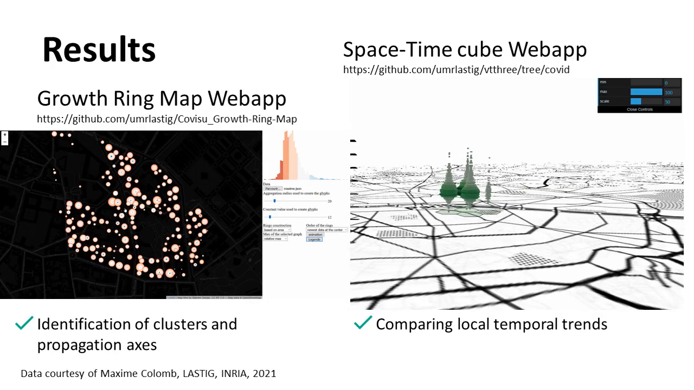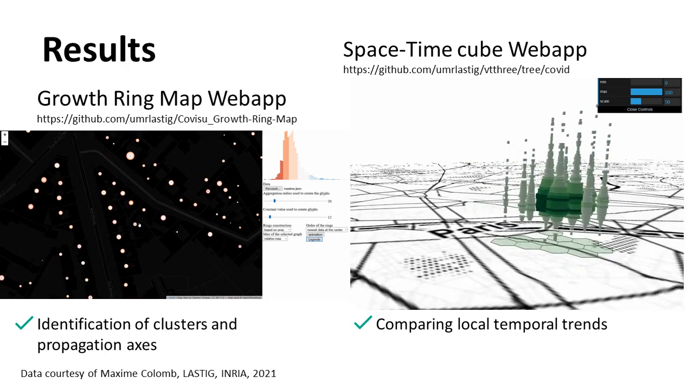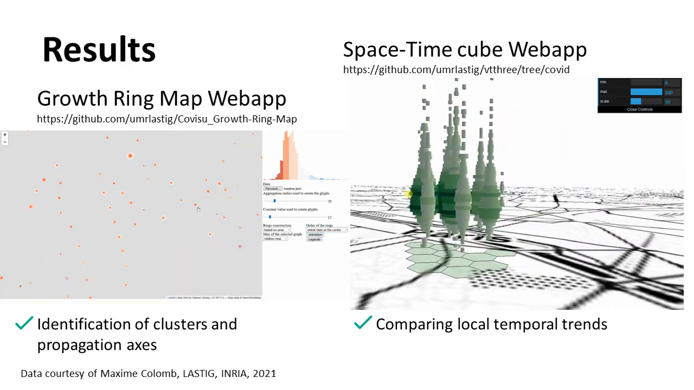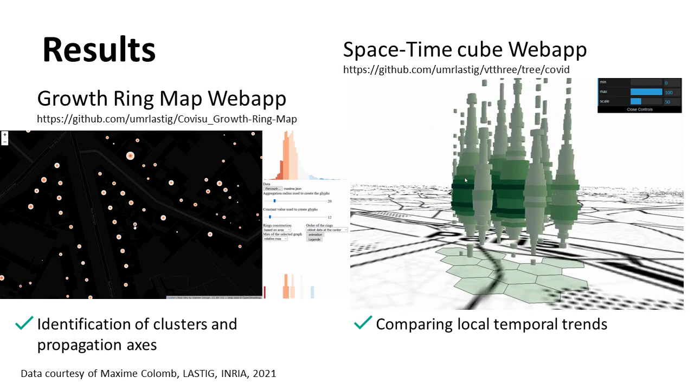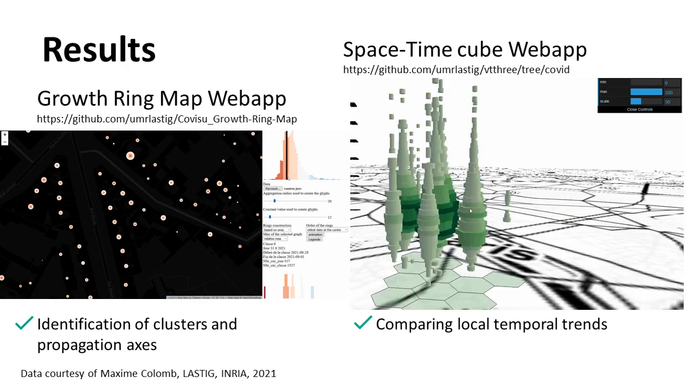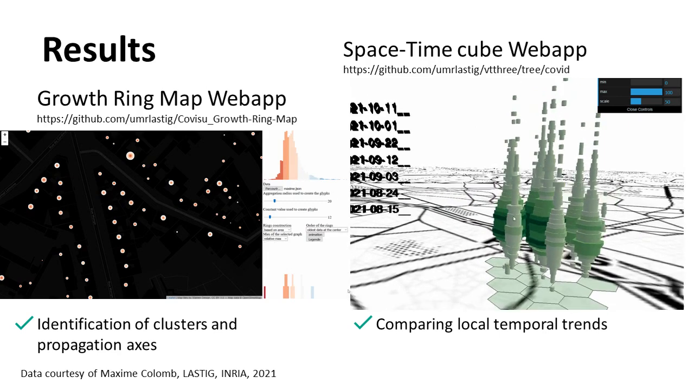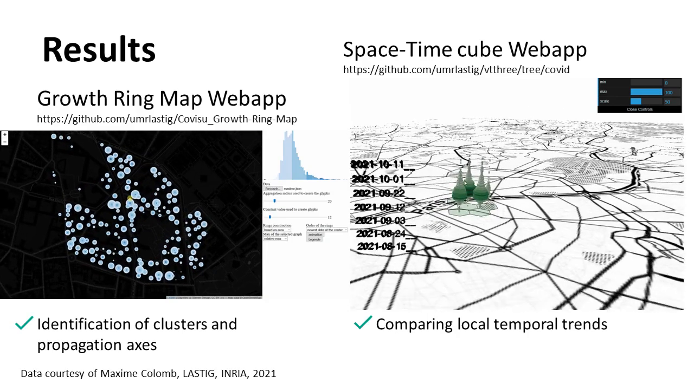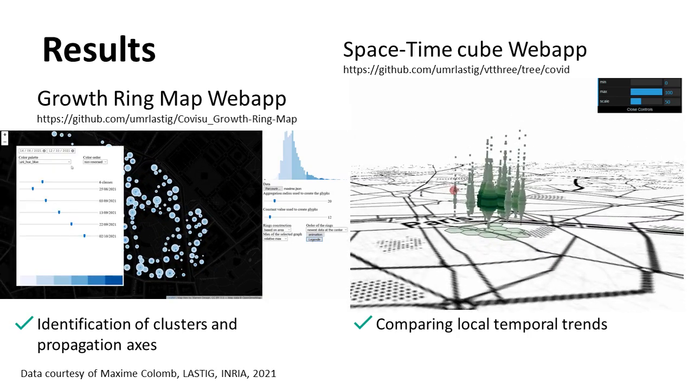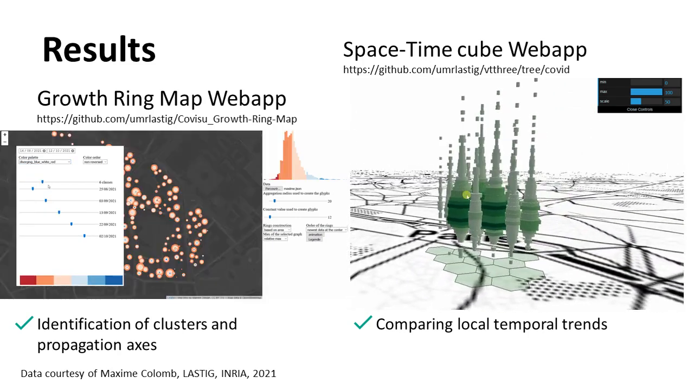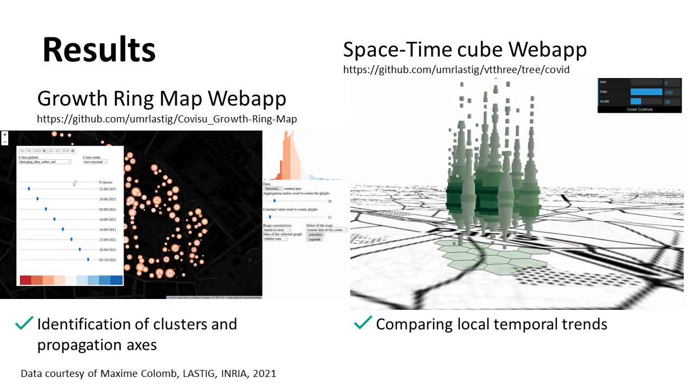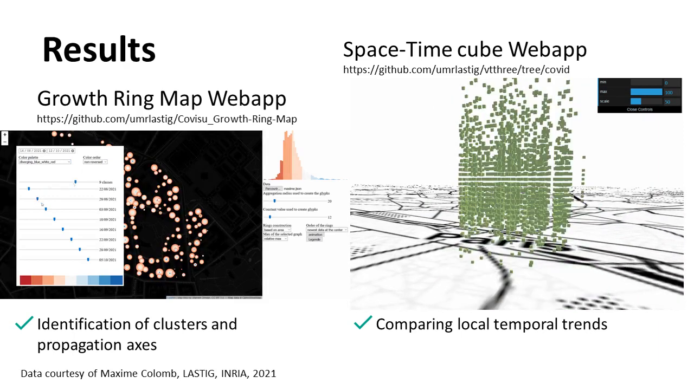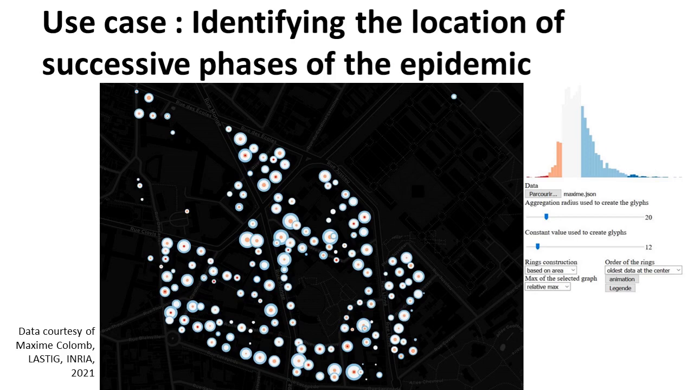So even if we need some proper user evaluation of our prototypes, our first explorations seem to show that the growth ring map proposition appears to be the most suited for the identification of clusters and, to a lesser extent, of propagation axes in the distribution of event data, while the 3D visualization appears to be the most suited for the comparison of local temporal trends. Therefore, we can propose different use cases for our two propositions.